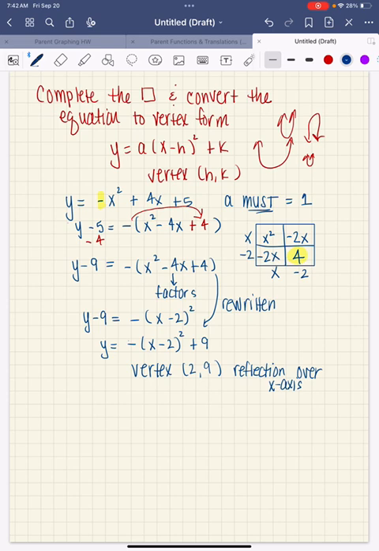I want you to find the y-intercept and the x-intercepts. Again, pause the video, find the x-intercepts and the y-intercepts.